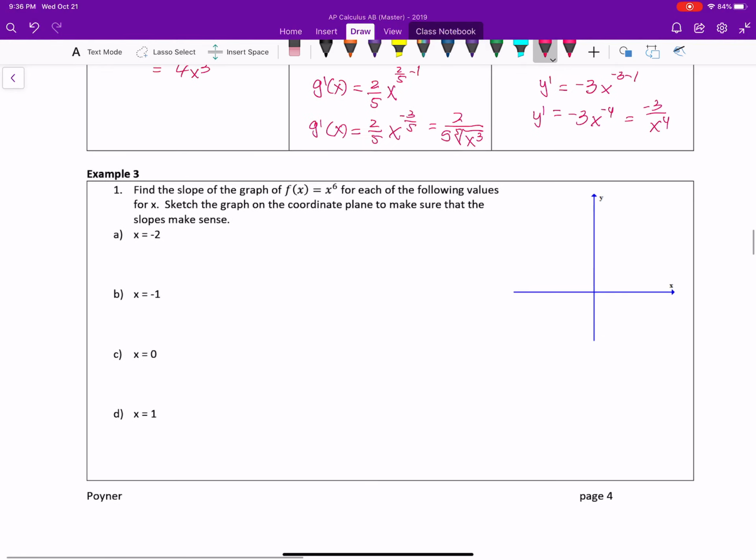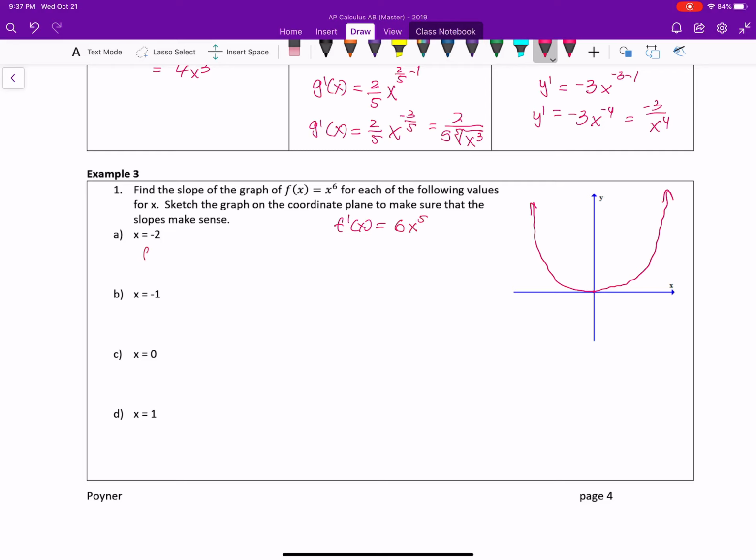Example 3, find the slope of the graph of f of x is equal to x to the 6th for each of the following functions. So now that we have the power rule, I don't have to do the expansion. I don't have to use the limit definition anymore. So we could just do the quick version of it. And also we can see if our answers end up making sense. I'm going to put in the basic graph of it. It looks like this. You could put it in your calculator and see how it works. We're going to write f prime of x is equal to, it should be 6x to the 5th.